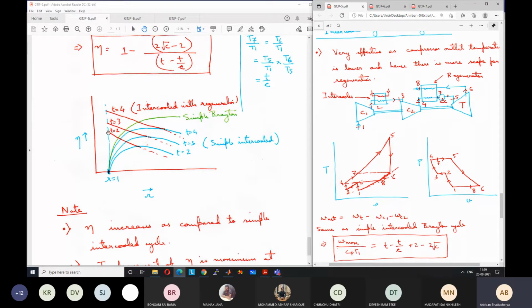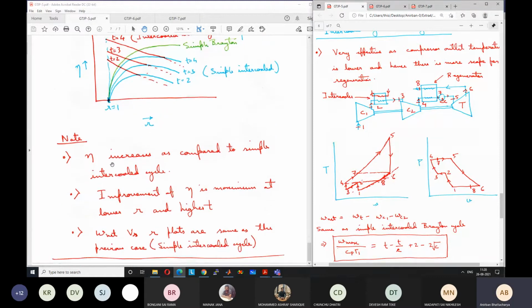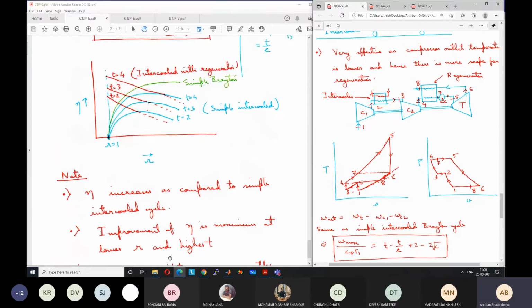So it decreases with R, and up to a particular value of R it is higher than that of the simple intercooled cycle. After that value of R, the simple intercooled cycle has a higher efficiency. And the efficiency also increases with T. So this is similar to the efficiency plots for the regeneration cycle with reheating. We will compare those two also later on. So eta increases as compared to the simple intercooled cycle. Improvement of eta is maximum at the lower R and higher T values, obviously.